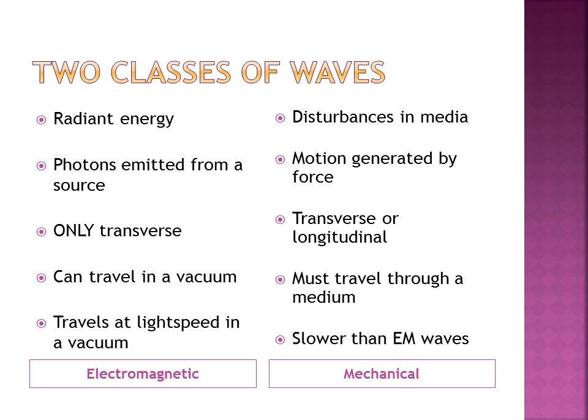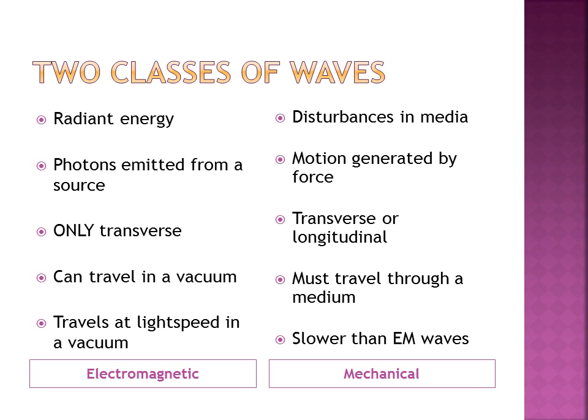More importantly, these types of waves can travel through a vacuum. And when I say vacuum, I mean empty space. Leave Earth's atmosphere where there's no longer air molecules, and you can't hear sound, but you can still have light traveling because light is an electromagnetic wave. The last thing is that electromagnetic waves all have the same speed when they're in that vacuum. It's something called light speed, and we're going to talk about that in a couple slides.